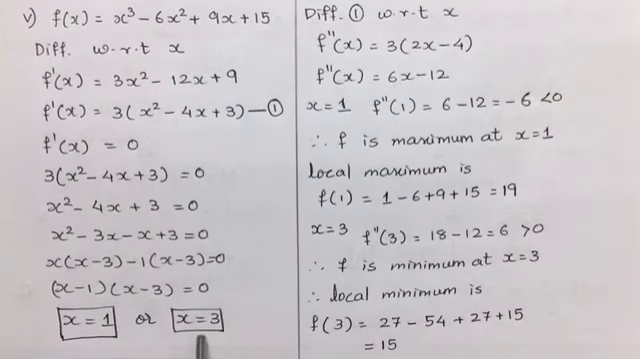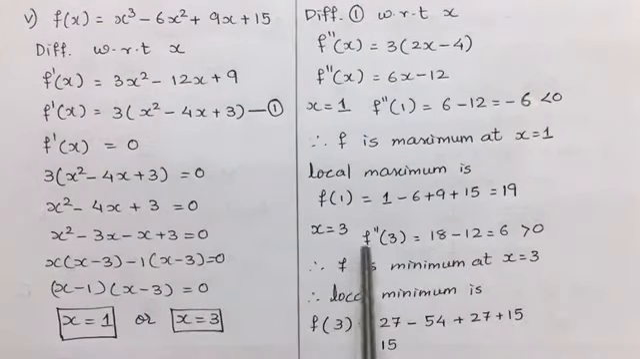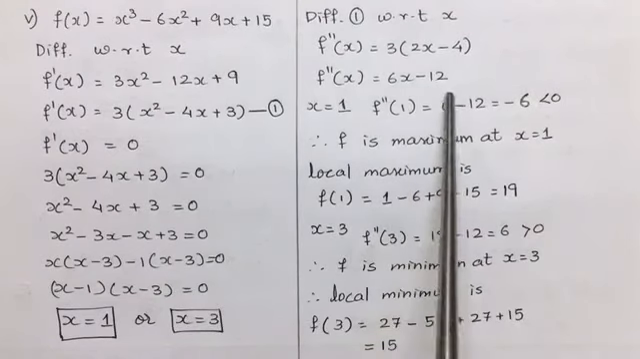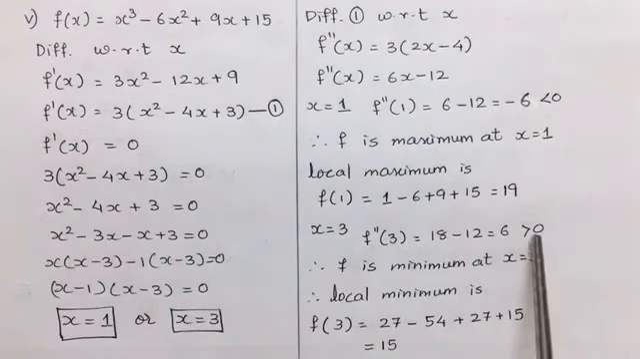Now taking up the second value, x equal to 3, and keeping it in the second derivative, we get f double dash 3 is equal to 18 minus 12, that is 6, which is positive. So f is minimum at x equal to 3.